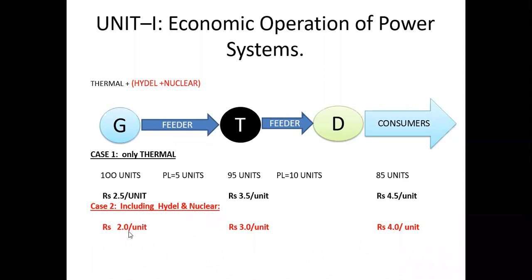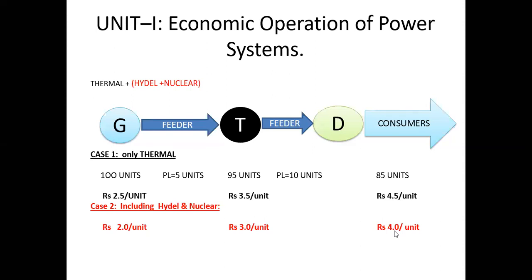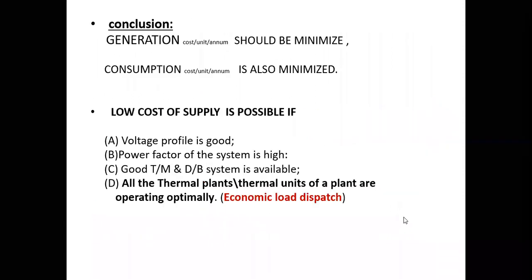Let us assume here 2 rupees per unit. So once you are decreasing the generation cost, then automatically you can decrease the delivery cost also. Once you compare these two, in the first case, we are going to deliver at a cost of 4.5 rupees per unit. In case 2, we are going to deliver at 4 rupees per unit. Means there is a reduction in the cost at the end of customers. So from this, what we can observe is, we need to decrease the generation cost so that automatically at the load side, or the demand side, we can supply the power at cheaper cost.